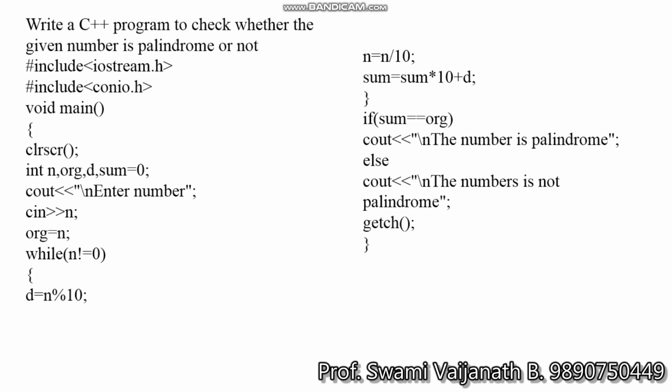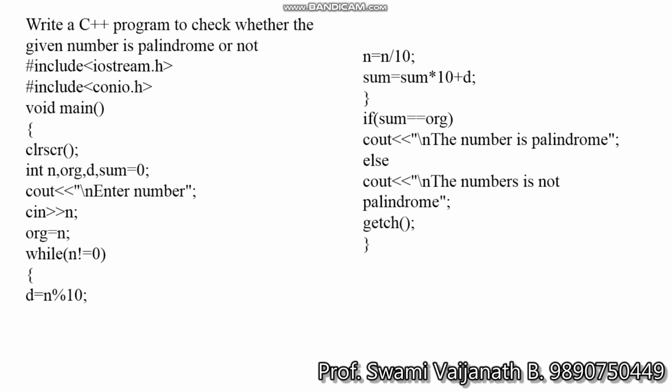Today we discuss a C++ program: write a C++ program to check whether the given number is palindrome or not. Firstly, you understand what we mean by palindrome. Palindromes are those numbers which, when each digit is reversed, the number is the same as the original number. Then that number is called a palindrome.